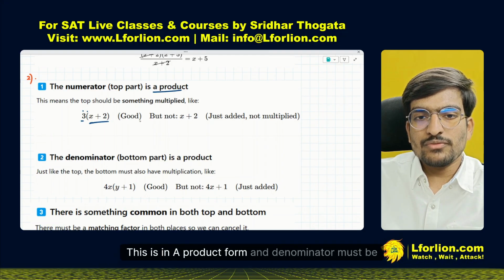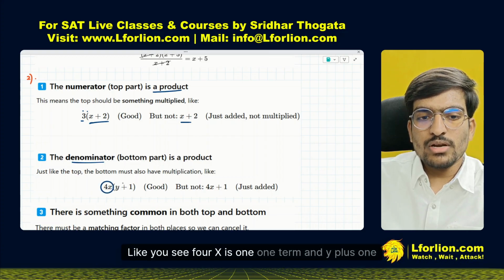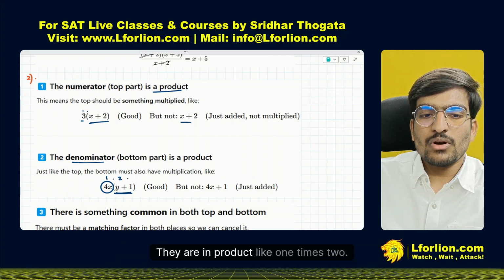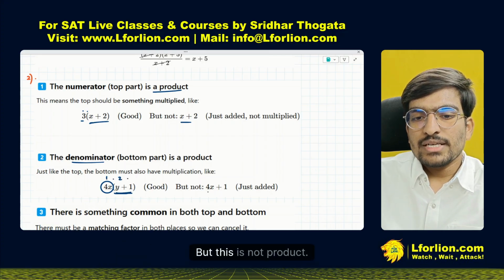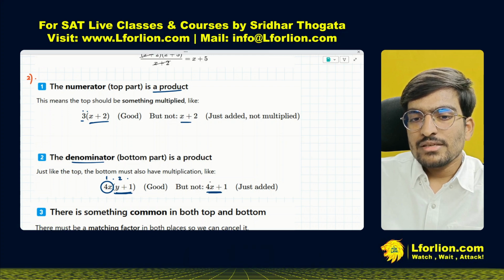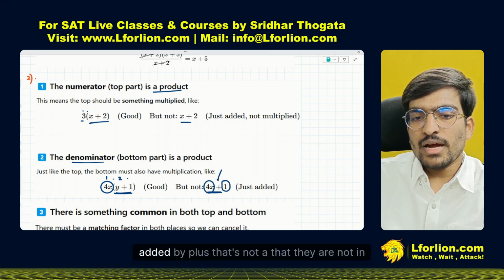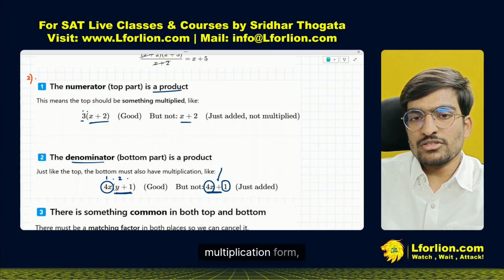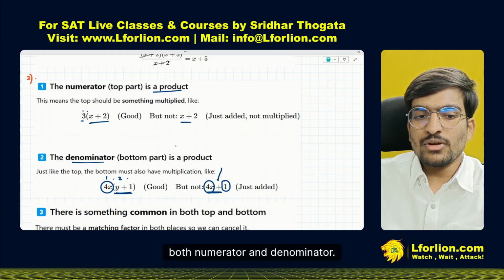This is in a product form, and the denominator must be a product. Like you see 4x is one term and y plus 1 is another term. They are in product, like 1 times 2. But this is not a product. This is different, added by plus. They are not in product. Product means they must be in a multiplication form, both numerator and denominator.